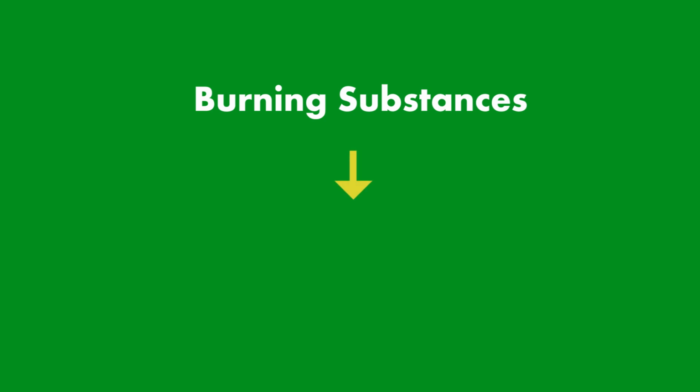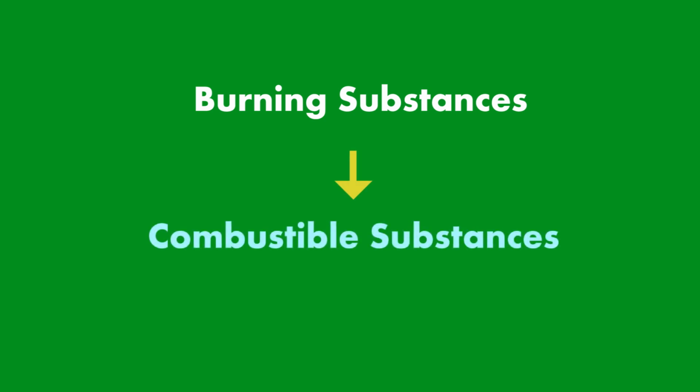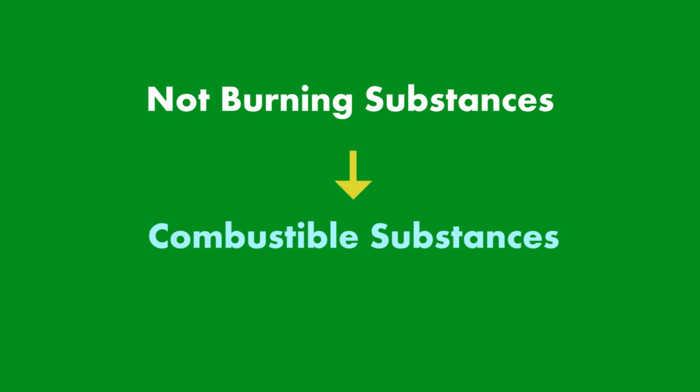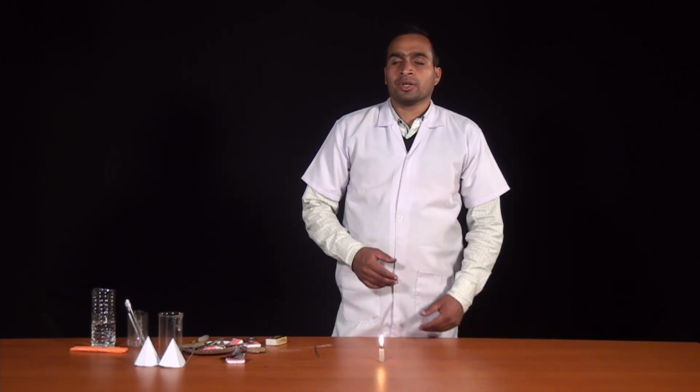From the activity, we can see that there are certain substances which were burning and there were certain substances which were not burning. So the substances which are burning are known as combustible substances and the substances which were not burning are known as non-combustible substances. So let's do another activity to understand what is the requirement of the burning process.